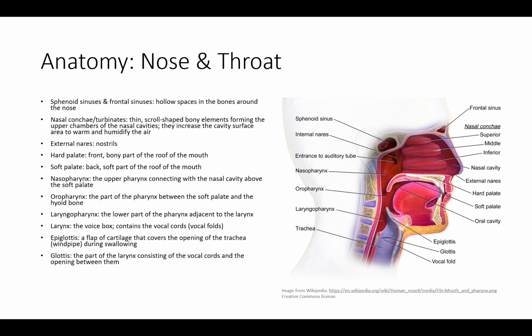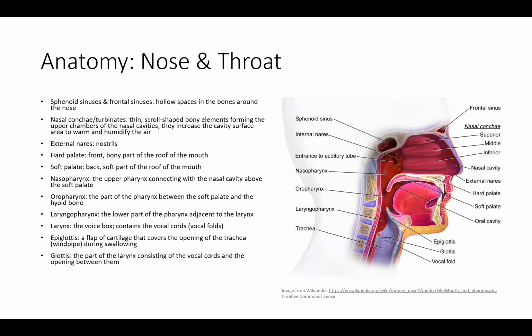Finally, we'll briefly consider nose and throat anatomy. The sphenoid sinuses and frontal sinuses are hollow spaces in the bones around the nose. The nasal concha or turbinates are thin, scroll-shaped, bony structures that form the upper parts of the nasal cavities. Their function is to increase the surface area to help warm and humidify the air. The external nares are the nostrils.